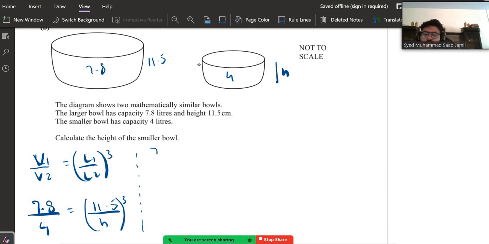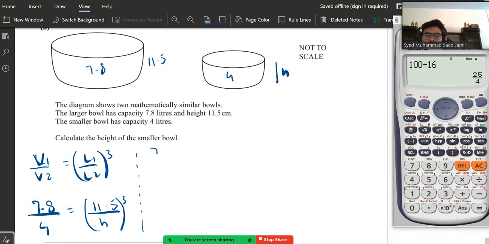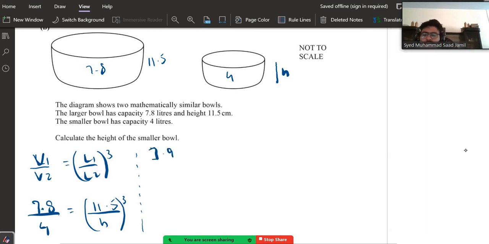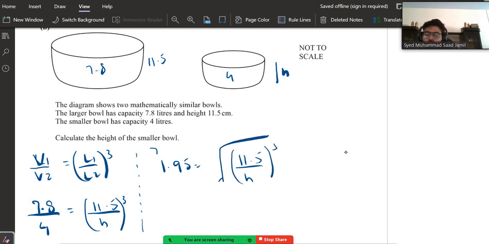Alright, so 7.8 divided by 4 is 1.95, is equal to 11.5 upon h whole cube. What I'll do is take the cube root to make our lives easier. Why am I taking the cube root? Basically because I need to remove this cube. So let me write it neatly. 1.95 is equal to 11.5 upon h whole cube. I'll cube root both the sides.